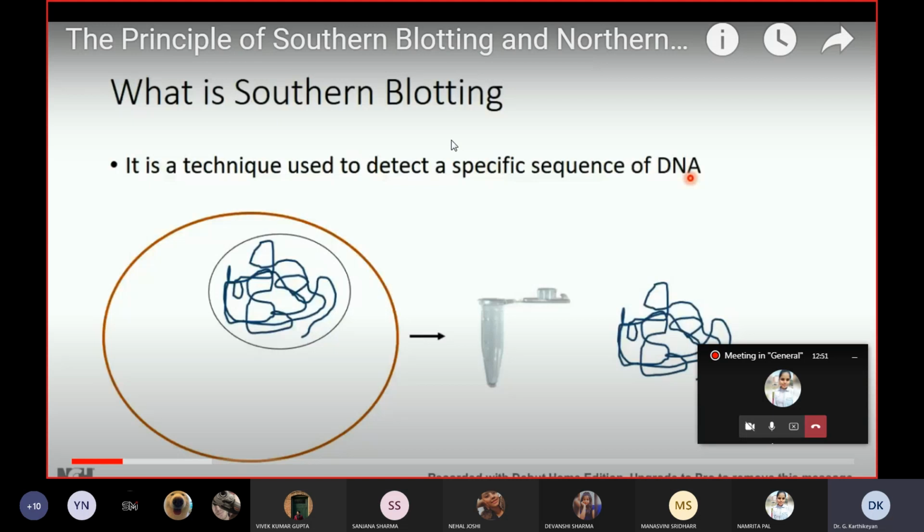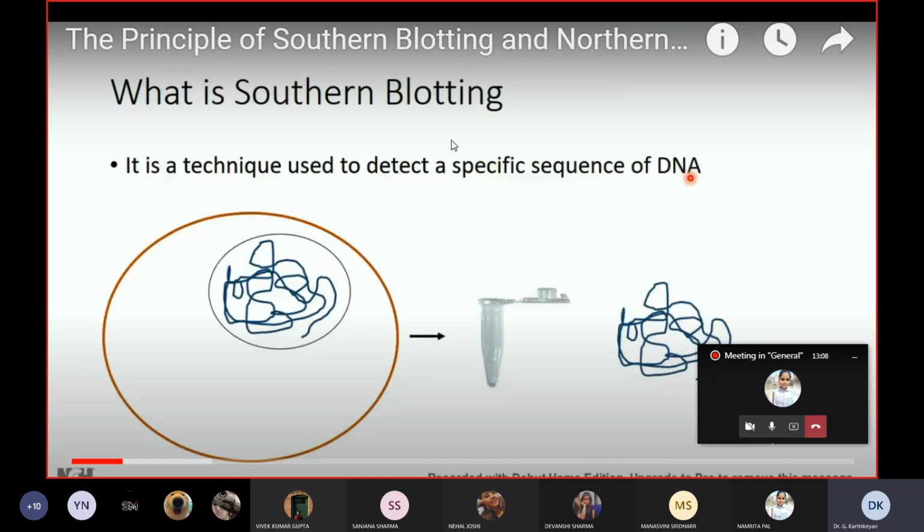Okay, so southern blotting is used equally for prokaryotes and eukaryotes. Similarly, northern blots can be used equally for prokaryotes and eukaryotes, right? And western blot similarly is useful both in prokaryotes and eukaryotes.